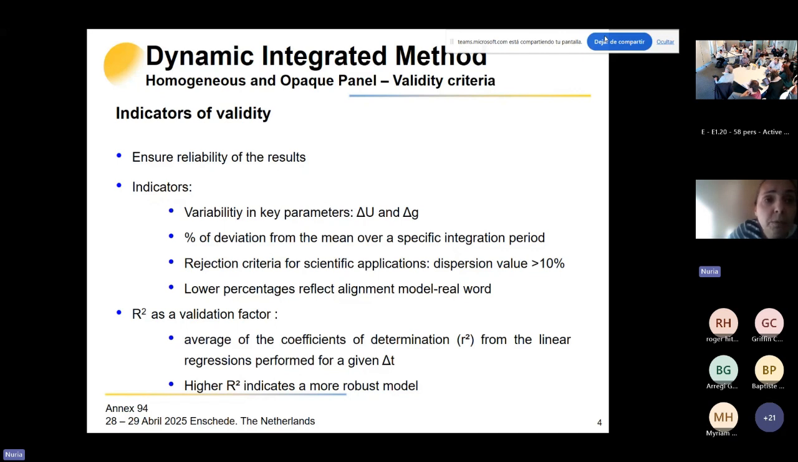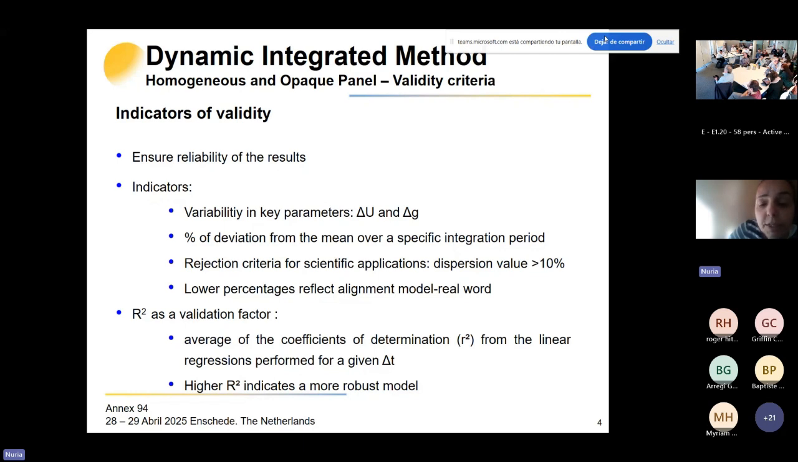And this variability we are going to represent by the standard deviation, expressed as a percentage, indicating how much the results deviate from the mean value for a given set of data series over a specific integrated period. Regarding this deviation, a lower percentage will reflect an improvement and a closer alignment of this model with the real-world behavior.